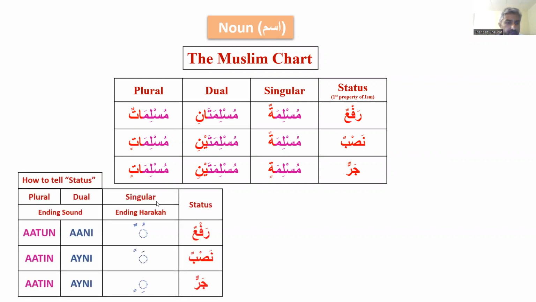So how do we tell status? For singular, it is the same identification. Single dhamma or double dhamma for rafa. Nasab is single fatha or double fatha. And for jar, single kasra or double kasra. And dual is the same as the masculine chart. Ani, aini, aini. The only difference is the ending sound here is atun, and it is atin and atin. That's the difference.